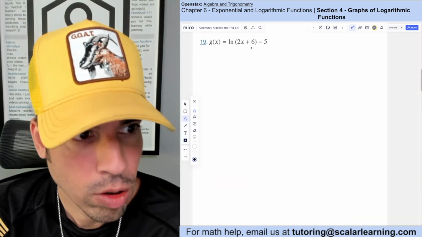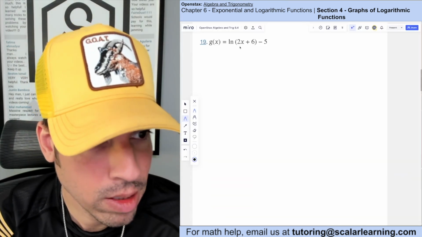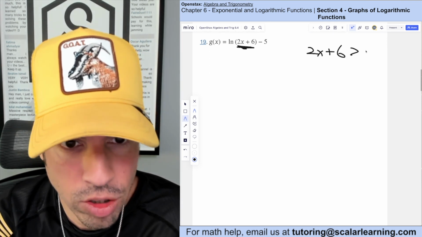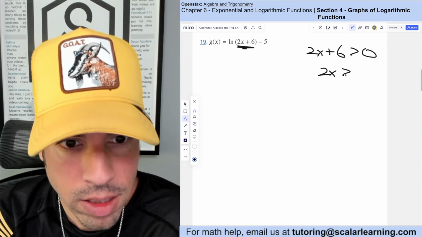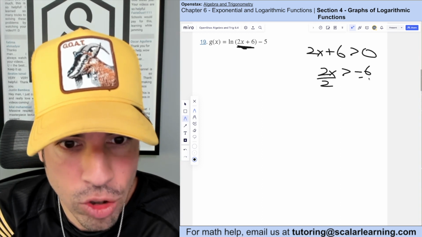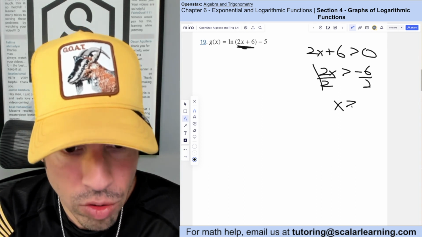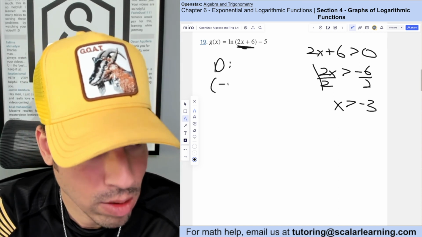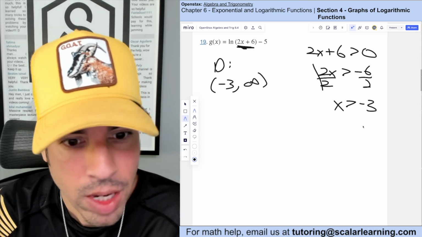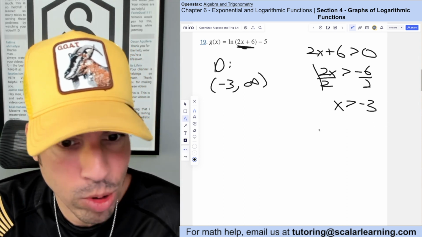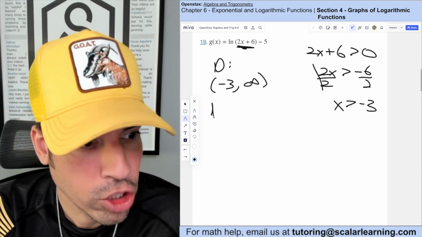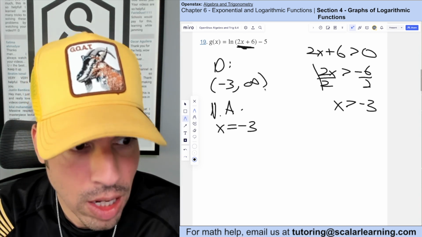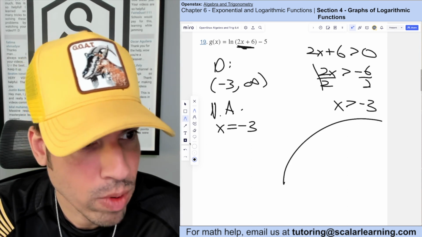So for this one, we're going to start with the domain, which is basically saying that this argument for the logarithm cannot be 0. It has to be greater than 0. So we start with that. We subtract 6 from both sides, and then we divide by 2, and we get x is greater than -3. So not only does this give us a nice domain, meaning we're going from -3 to infinity, it also gives us the placement of the vertical asymptote, which is right at that boundary, x equals -3. So that's that nice vertical line, and the domain is everything to the right.